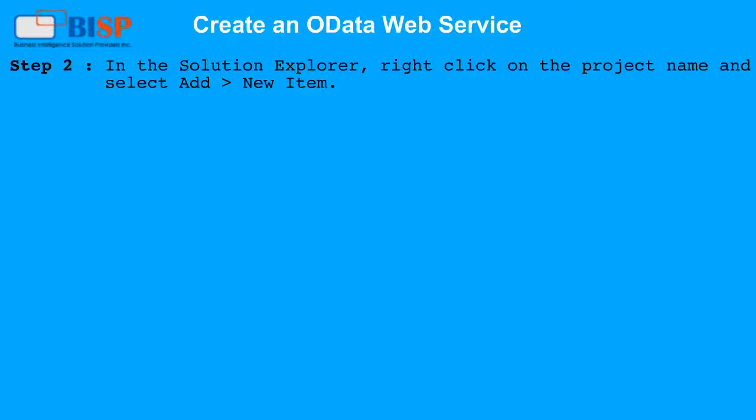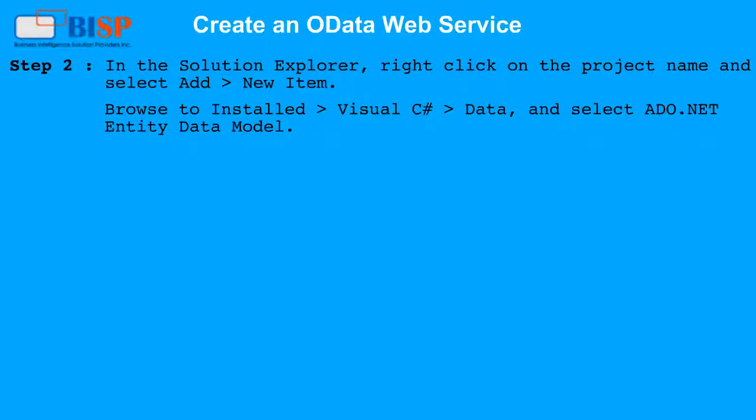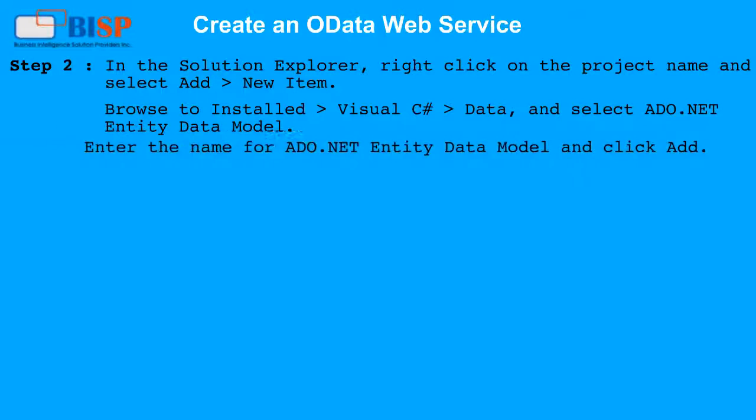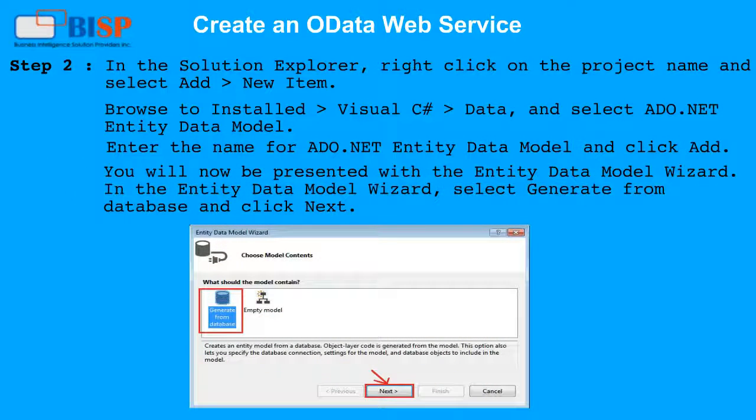Step 2. In the Solution Explorer, right-click on the project name and select Add, New Item, browse to Installed, Visual C#, Data, and select ADO.NET Entity Data Model. Enter the name for ADO.NET Entity Data Model and click Add. You will now be presented with the Entity Data Model wizard. In the Entity Data Model wizard, select Generate from Database and click Next.